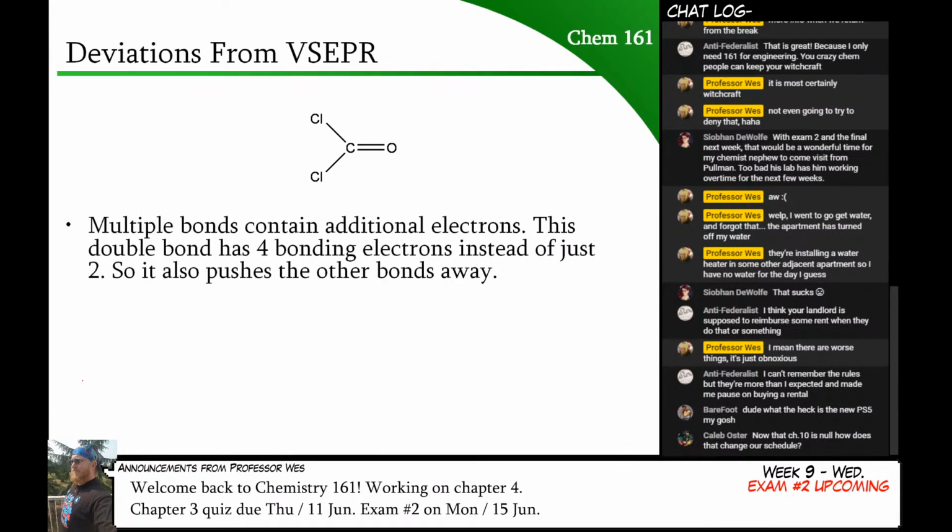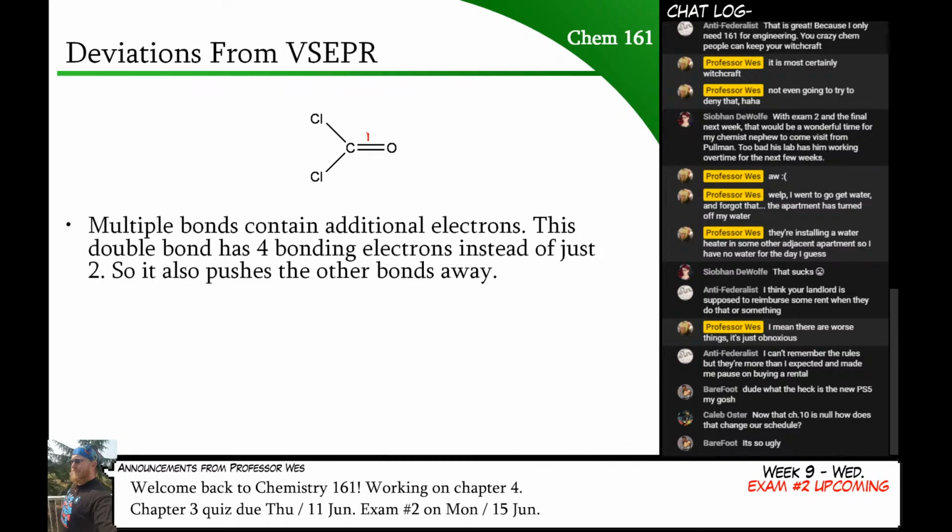Also, if you have multiple bonds, the same thing happens. So these double bonds will push the electrons in the single bonds just slightly further away. So this angle right here will be slightly smaller. And I think I actually put the numbers in there, yeah.